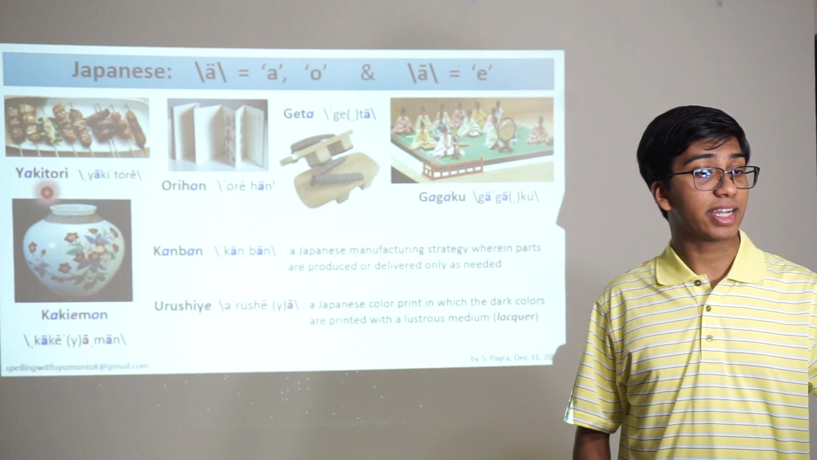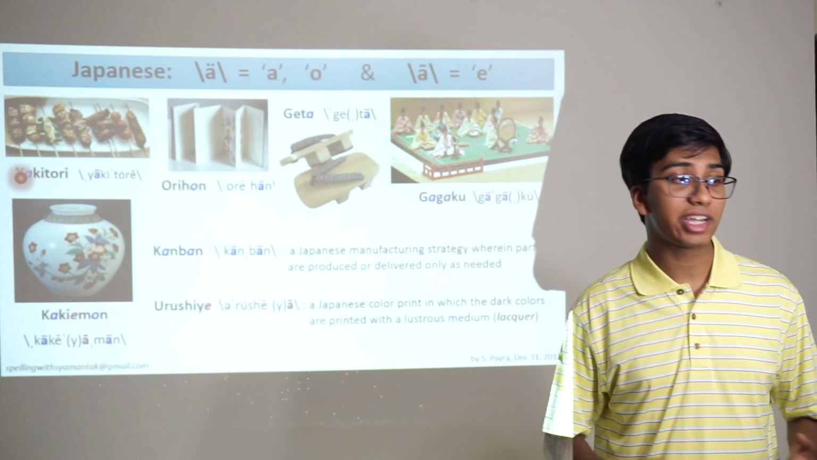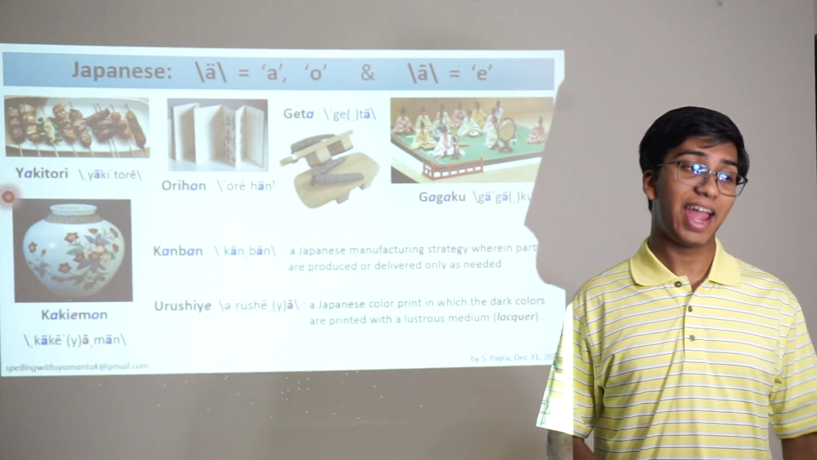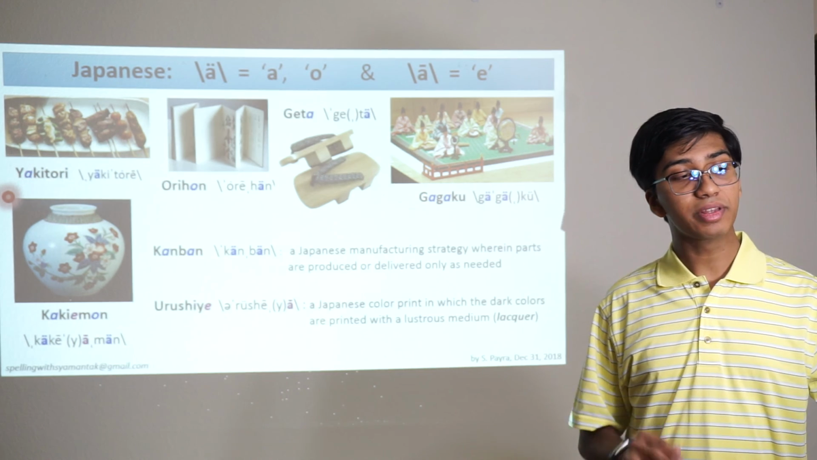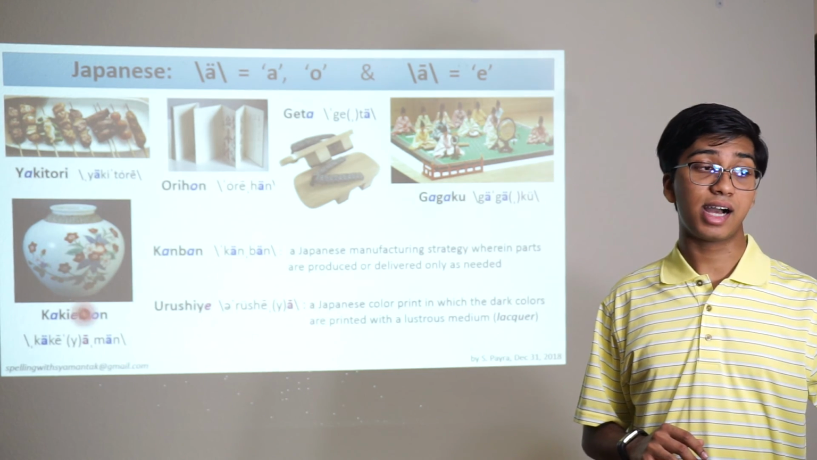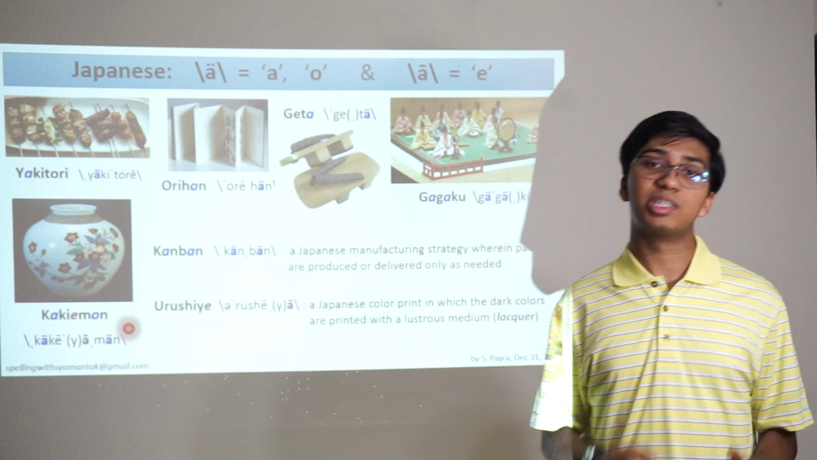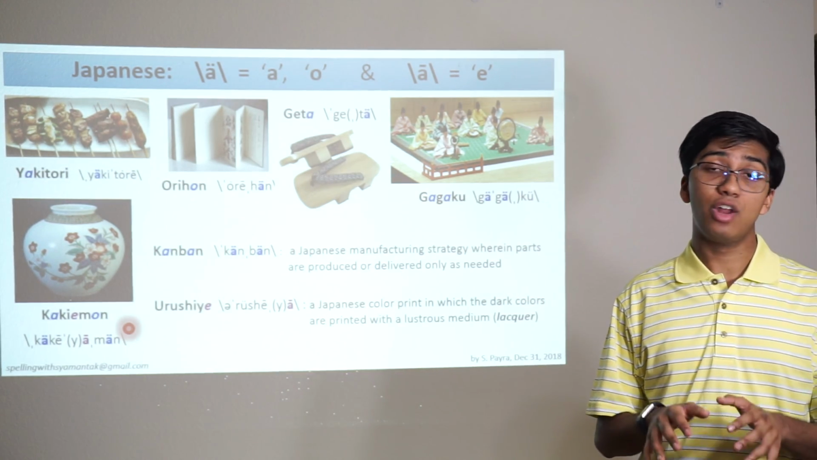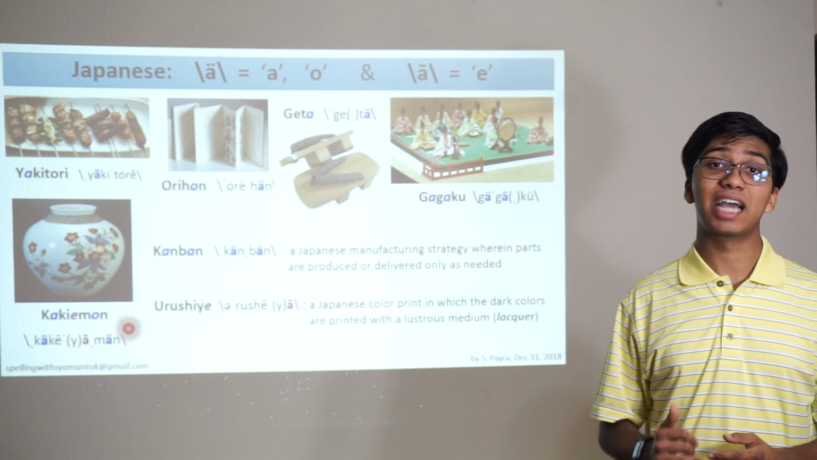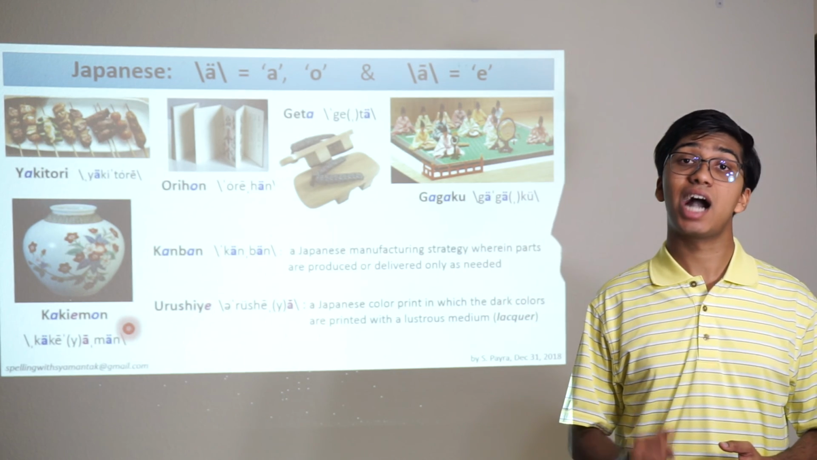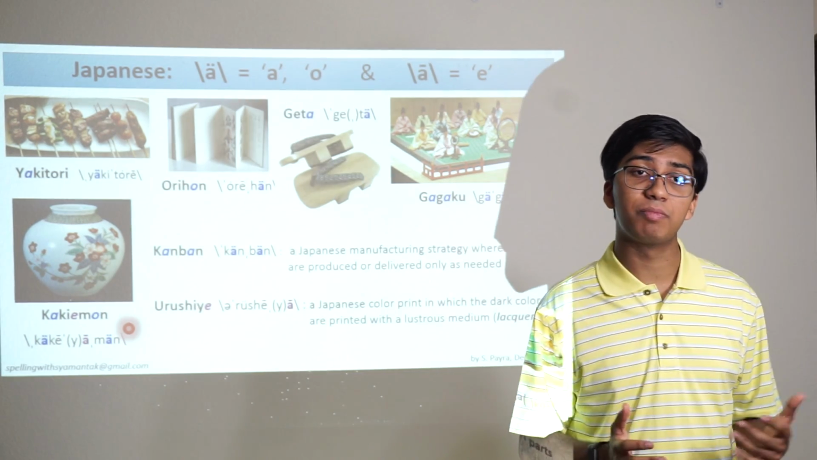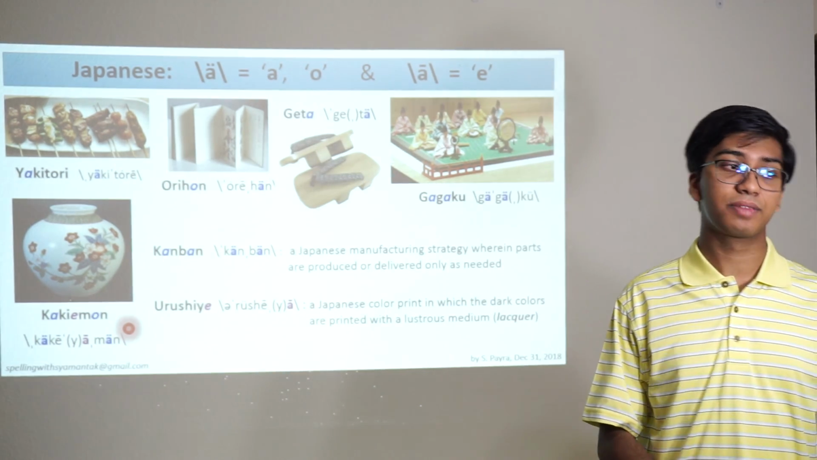We start with yakitori, which is Japanese grilled chicken, and you can see there that the A sound is spelled with an A here. There are a couple cases like Orihan and Kakiemon that are spelled with an O, but it's more of a mon and hon sound rather than yakitori and geta and gagaku. Be sure to pay attention to that vowel sound so you can exactly pinpoint which one it is.